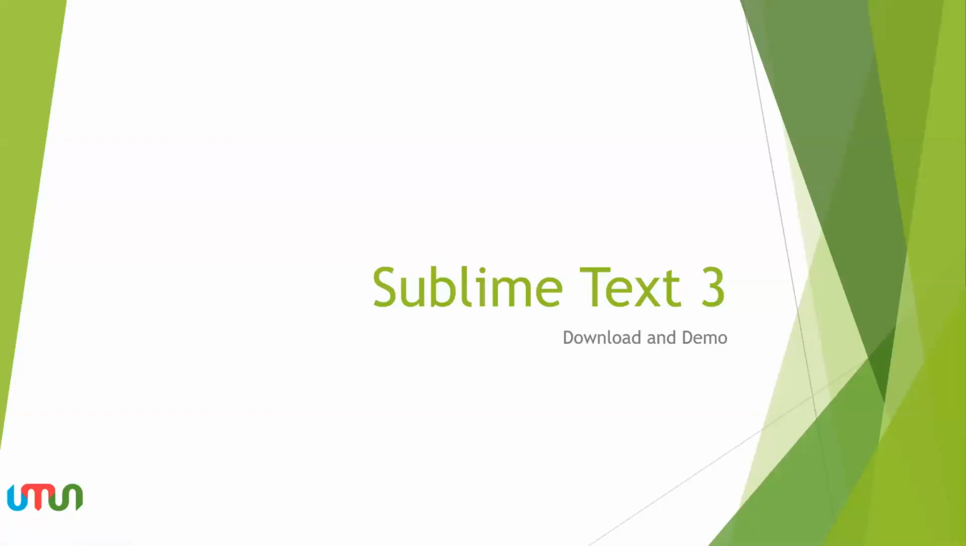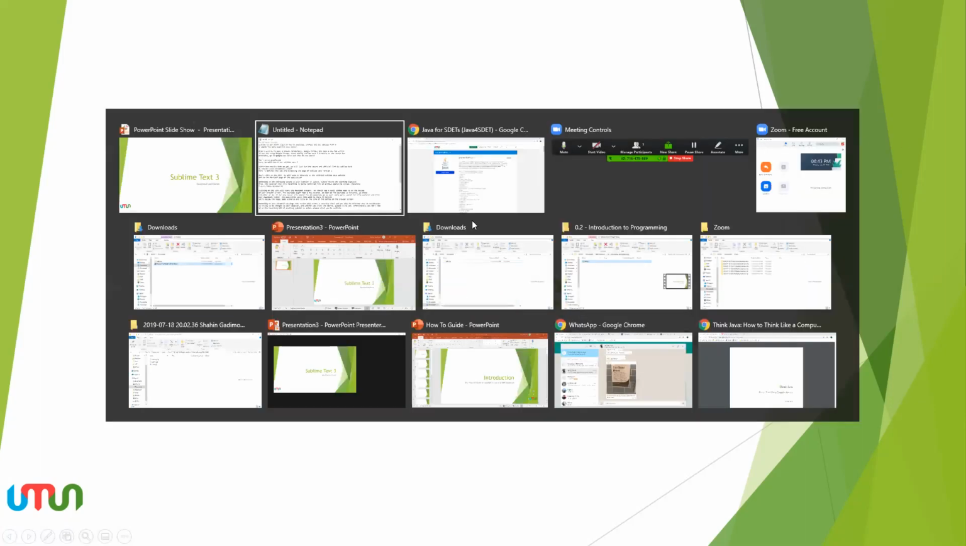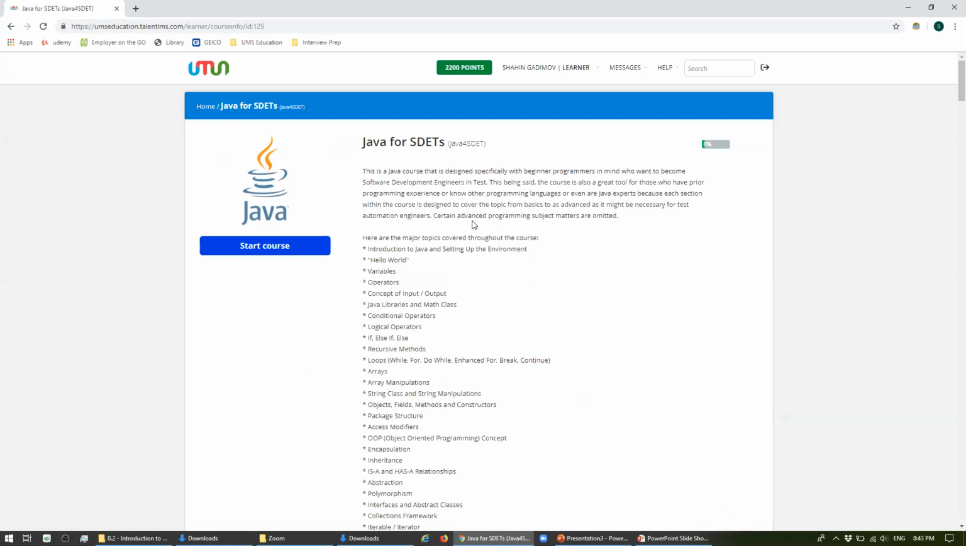Welcome to our short video on how to download, install, and use Sublime Text 3, a simple but very powerful text editor. Step 1 will be to open a browser, preferably Google Chrome, and open a new tab within.